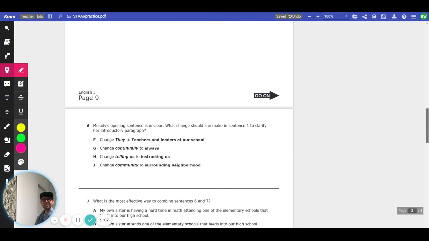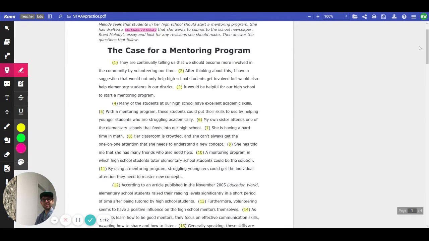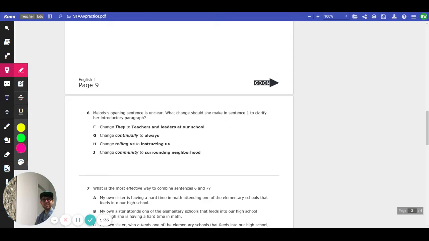Melody's opening sentence is unclear. What changes should she make in sentence 1? Okay, so that's easy. So I go up to sentence 1 and I read through that. "They're continually telling us that we should become more involved in the community by volunteering our time." Hey, we just talked about how pronouns that are vague should always have their antecedent be clear. And this "they" here doesn't have any kind of antecedent. It doesn't have anyone that it's referring to. So I'm already going to find that as my answer, I'm sure. And here we see change "they" to "teachers and leaders at our school."